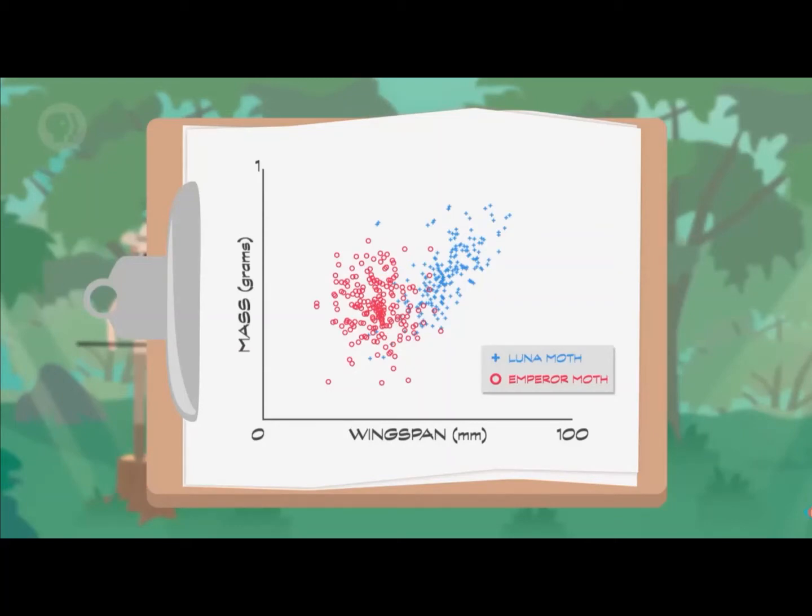I'm just going to eyeball it and say anything less than 45 millimeters in wingspan is likely to be an emperor moth. We can add another division that says additionally mass must be less than 0.75 in order for our guess to be emperor moth. These lines that chop up the decision space are called decision boundaries.